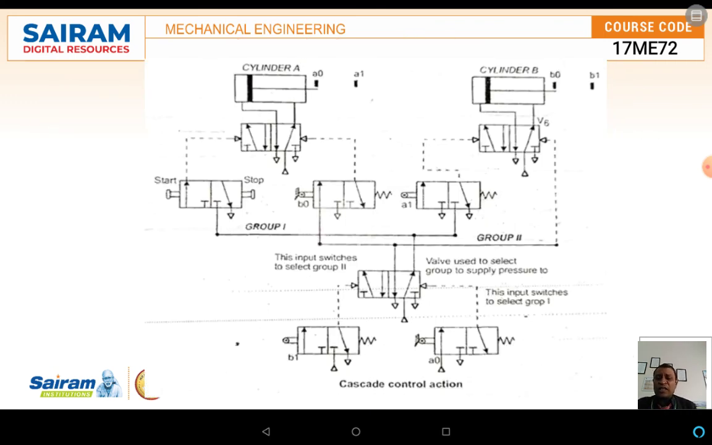Now the entire thing can be grouped into two different lines: one is group 1 and the other is group 2. That schematic diagram is as shown here, where the 3 by 2 valves are placed. The 3 by 2 valves are placed as per the cascade circuit design.